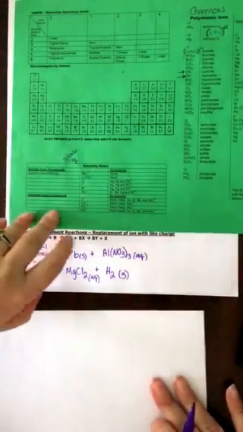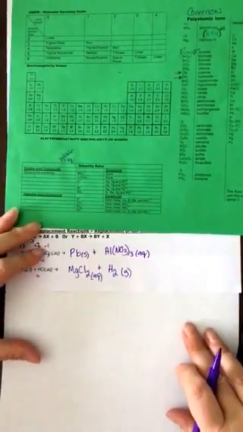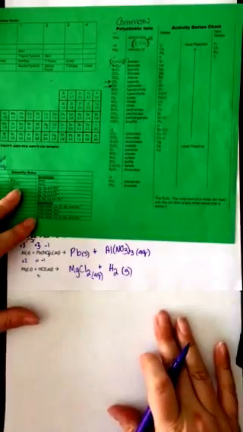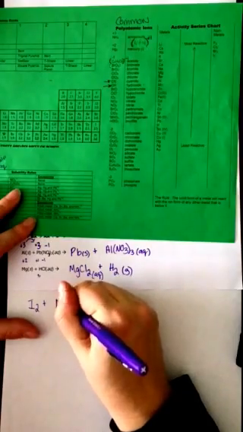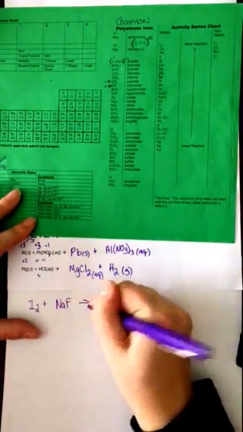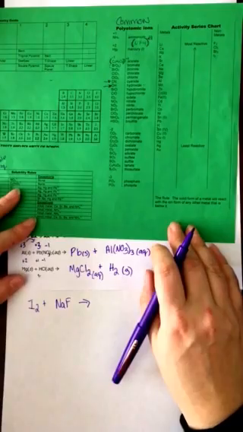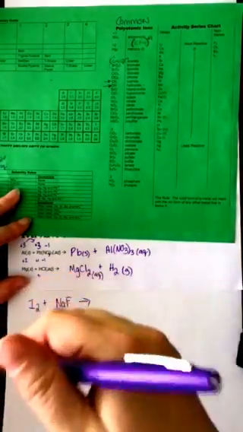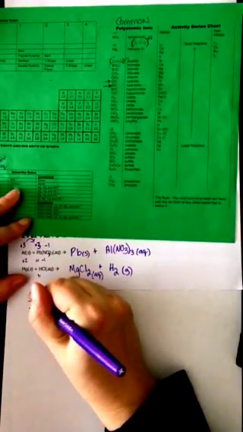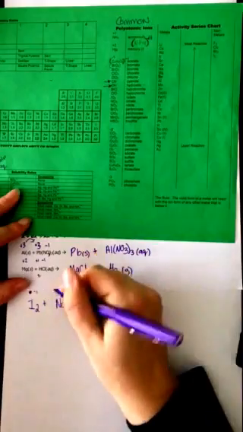However, okay, let's do a couple more. All right, so I'm just going to add a couple more reactions here. And I'm going to add one that goes like this. Let's say I have I2 plus NaF. All right, so I have I2 plus NaF. Now I have to look at what the charges would be, okay? So iodine makes a charge of plus 1. Oh no, it's not plus 1. It's in group 17, so it's minus 1.